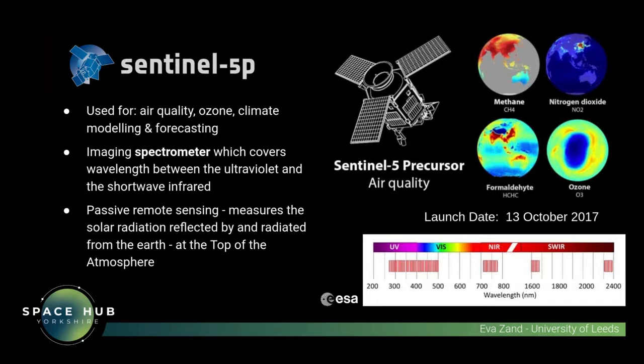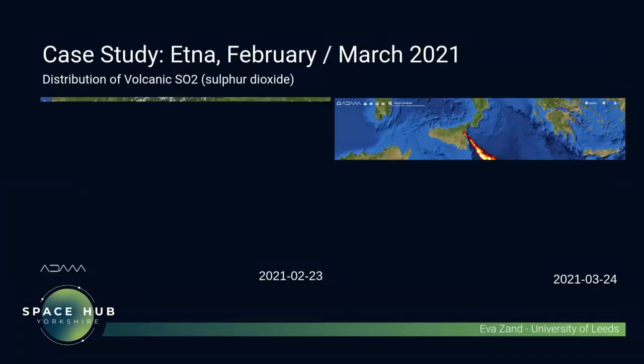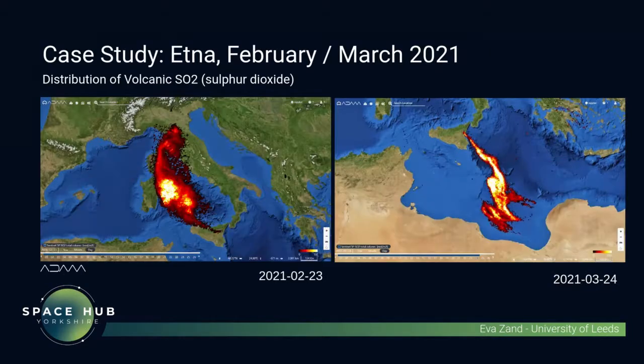In order to look at volcanic activities, we'd be interested, for example, in how SO2 is distributing after a volcanic eruption. And this is the example of Etna in February and March this year. So actually just a couple of weeks ago.